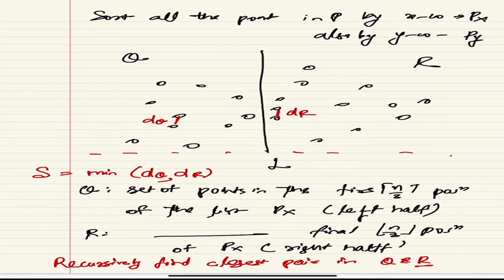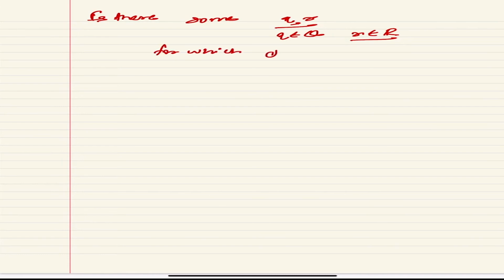So the only problem could be: is there some Q and R, Q in capital Q and R in capital R, so they are on different sides, one on the left, one on the right, for which the distance is less than lambda? Only if there are some such points will this change. I mean the final solution will be different than lambda.